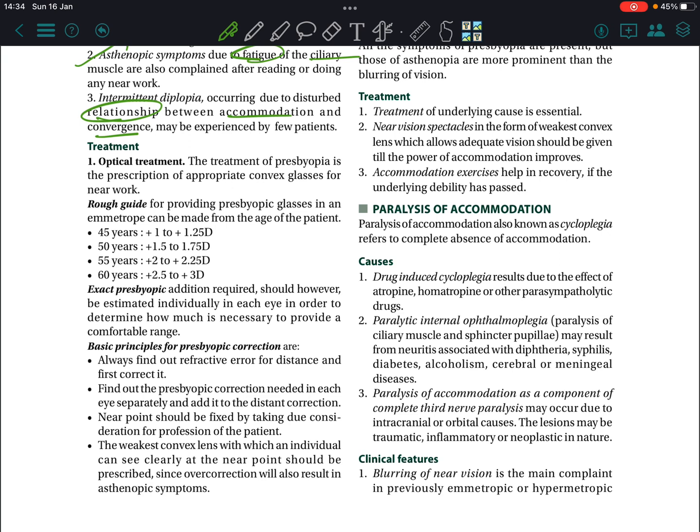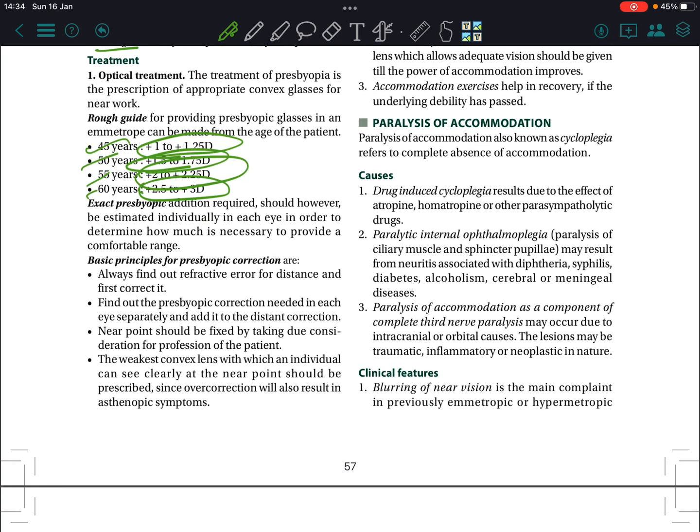Optical treatment: 45 years, rough guide plus 1 to plus 1.25 D; 50 years, 1.5 to 1.75 D; 55 years, plus 2 to plus 2.5 D; 60 years, plus 2.5 to 3 D. Exact presbyopic addition required should however be estimated individually for each eye, in order to determine how much is necessary to provide a comfortable range.